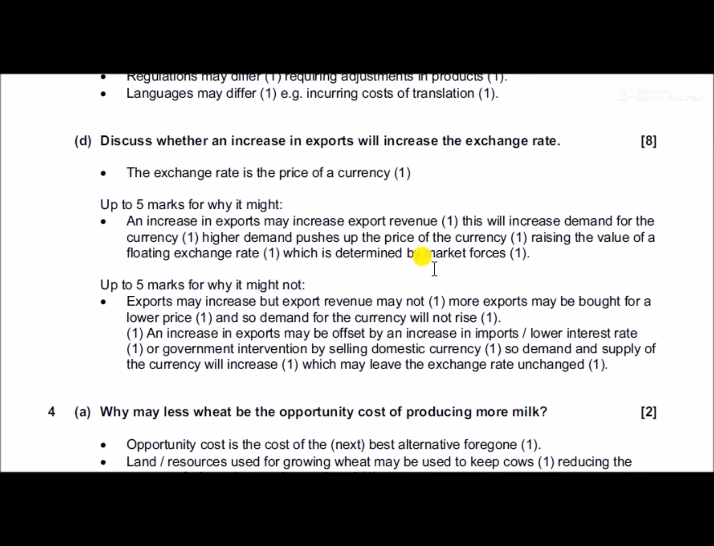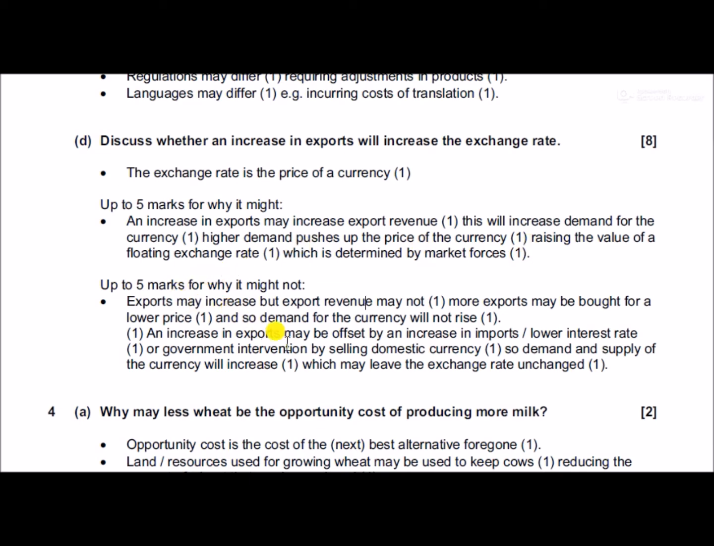So what's the examiner looking for? An increase in exports may increase export revenue. This will increase the demand for the currency. Higher demand pushes up the price of a currency. Even a demand and supply diagram of the currency would be great. More demand for the currency pushes up the price of the currency, raising the value of a floating exchange rate. Oh, they've mentioned floating, so you want to mention what exchange rate you're actually talking about. This is determined by demand and supply of the currency. I would advocate a diagram there, which would be really clear and concise.